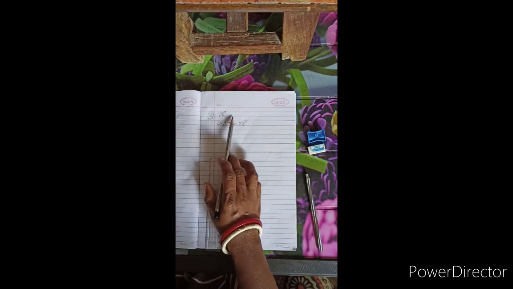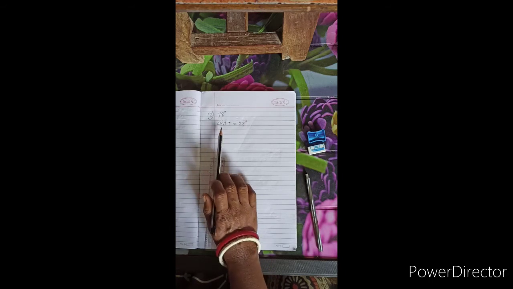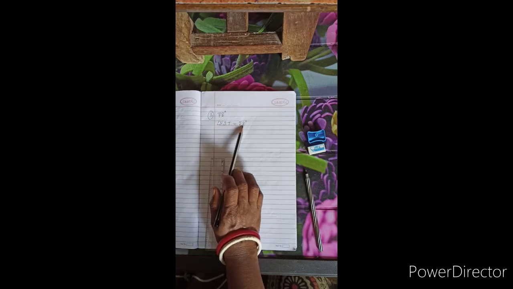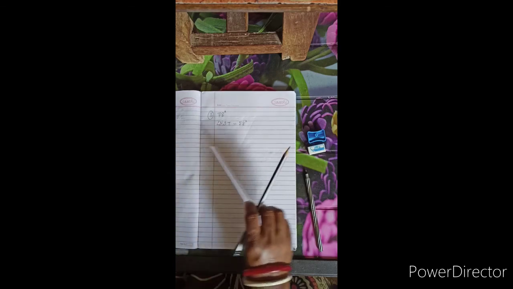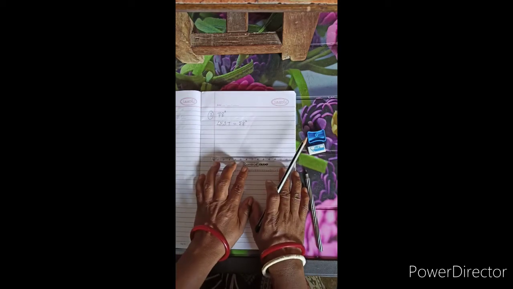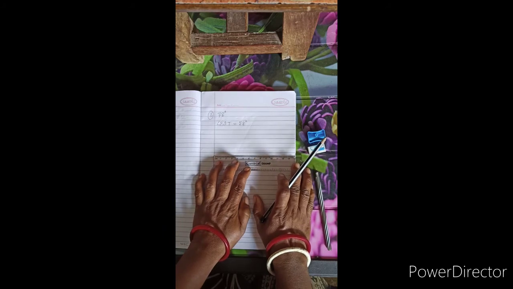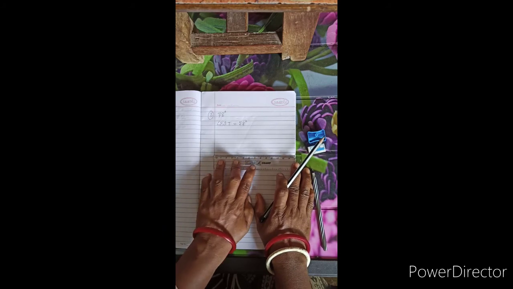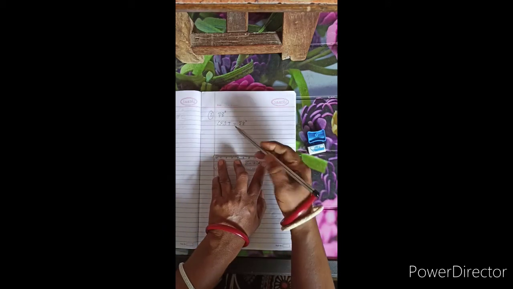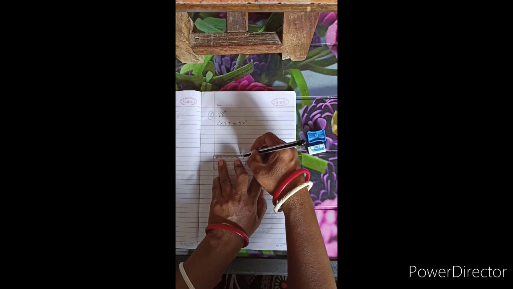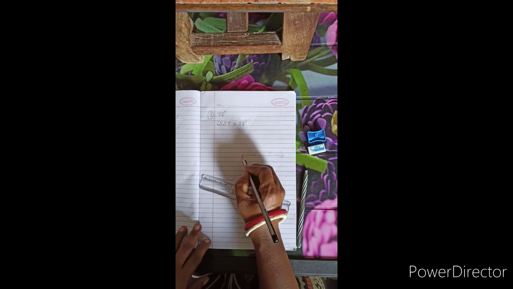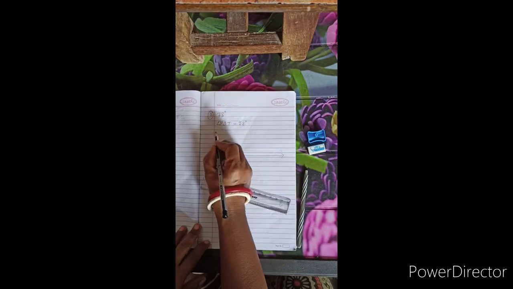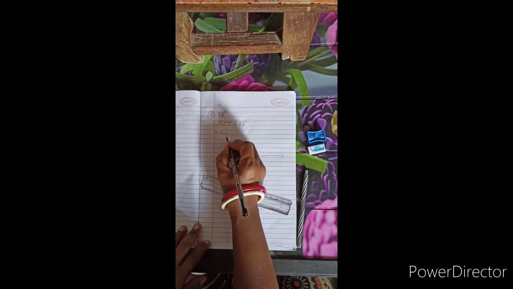Now third example, 78 degree. I have named it as angle RST equal to 78 degree. So for this again, draw the base ray towards the right. This is the arrow to the right.